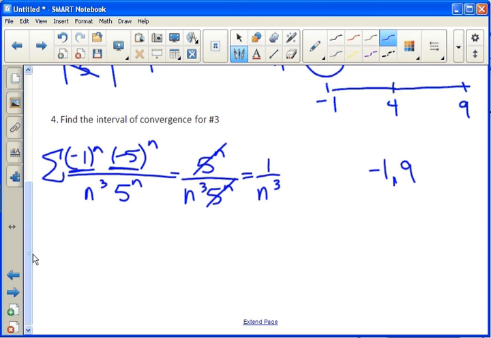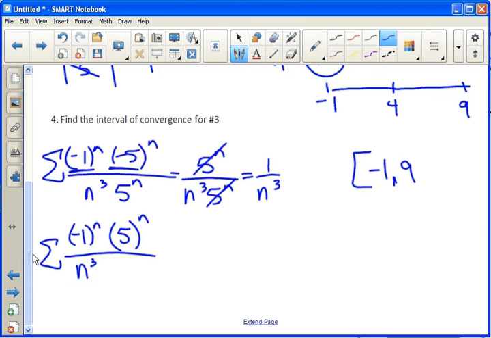Now I do the same thing, plugging in +9. 9 minus 4 is +5 to the n over n cubed times 5 to the n. The 5 to the n's cancel again, but this time, instead of a p-series, I'm left with an alternating series.